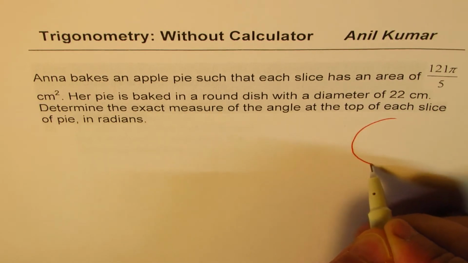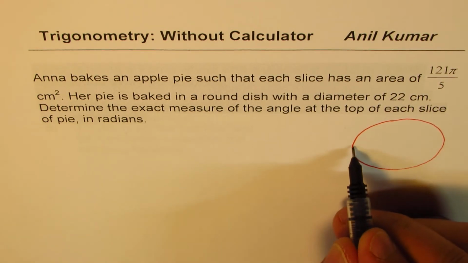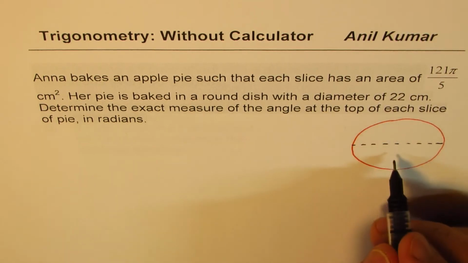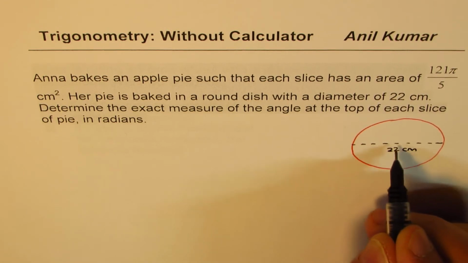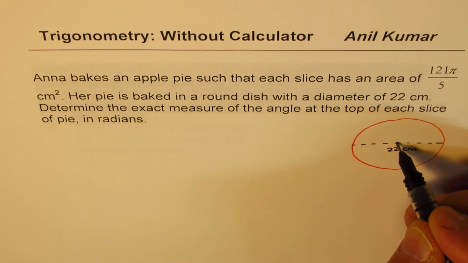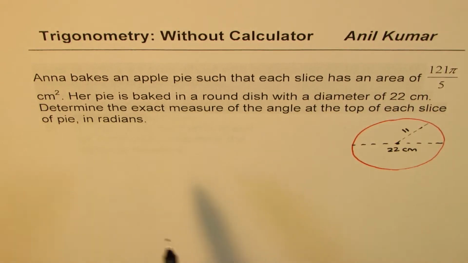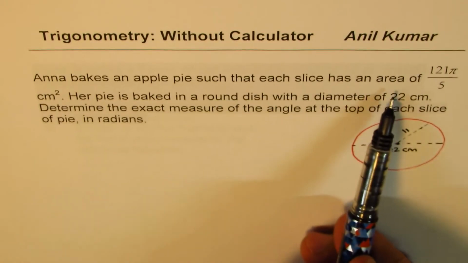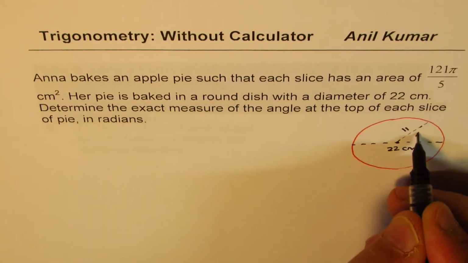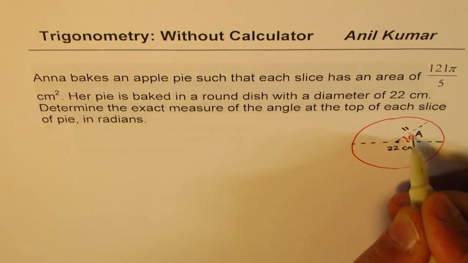So what we are given here is kind of like this. Let's say this is the round dish where the diameter is 22 centimeters, correct? Okay. Now we're talking about a slice. So let's say this is the slice. Radius will be 11, perfect. Now it says Anna bakes an apple pie such that each slice has an area. So we are given the area of this slice. Correct. We need to find the angle in this particular case. So let's say the angle is theta.